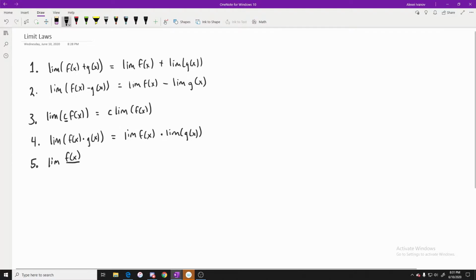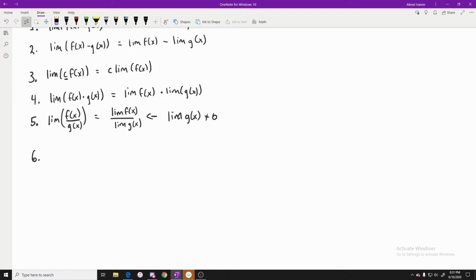So if we have f of x being divided by g of x and we're trying to take the limit of this whole thing, we can split this up by taking the limit of the top function and dividing it by the limit of the bottom function. And we can only do this provided that the limit of g of x is not equal to 0. Otherwise we're going to get an error right here because we can't be dividing by 0.